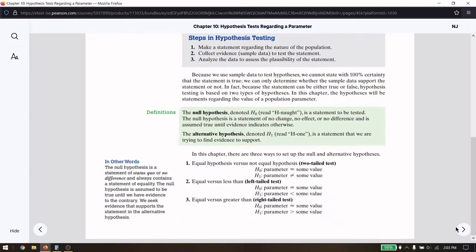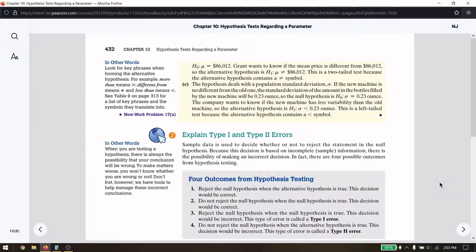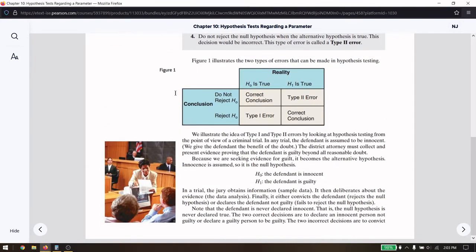So we're looking for the table. And it's this right here. We have the conclusion and reality. If we do not reject H naught and H naught is true, then we have the correct conclusion. If we reject H naught when H1 is true, then we have a correct conclusion. There are only 2 other possibilities, and that's what type 1 and type 2 error are.